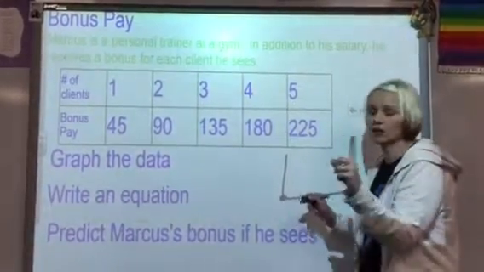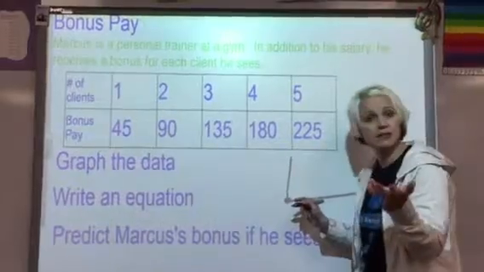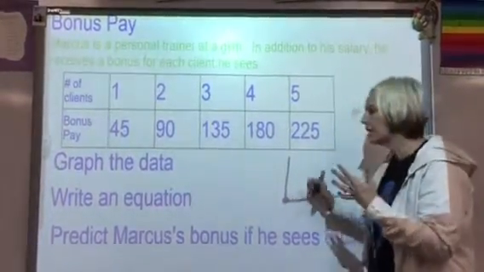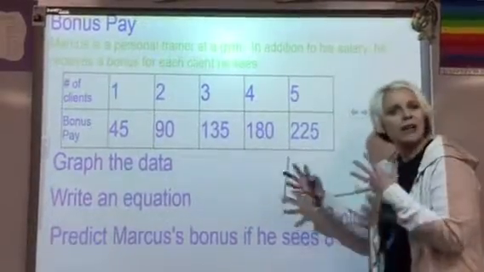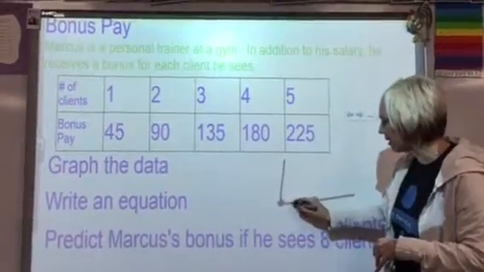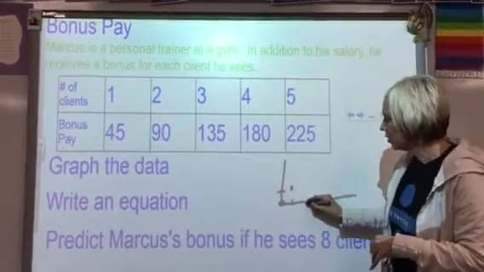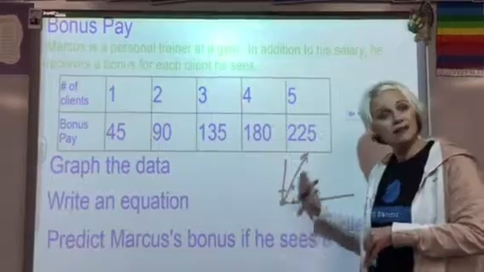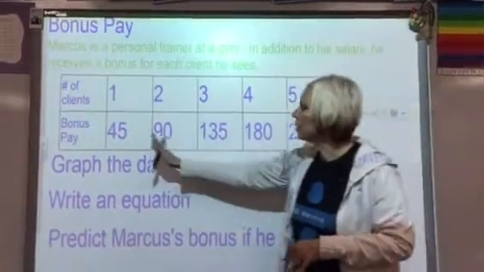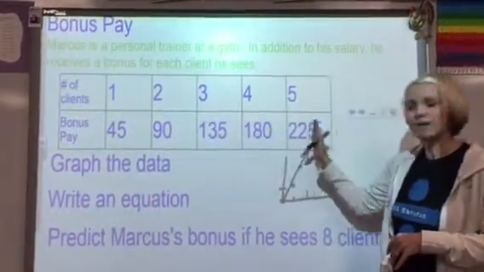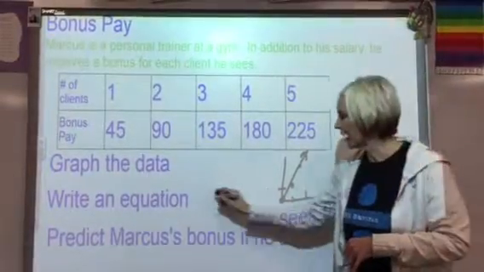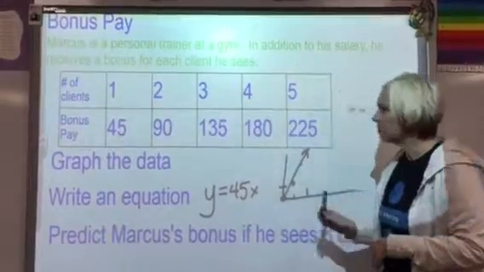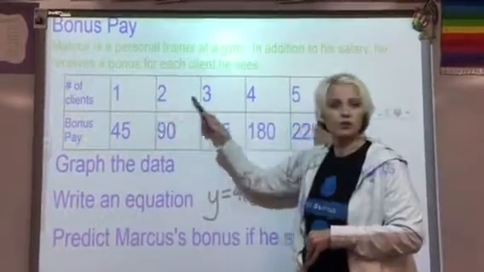So we definitely have one clue that it might be proportional because it does go through the origin. Now what we have to make sure it has is a slope, a constant addition, a constant subtraction, something like that. So if he has 1 client he sees, that's 45, 2 clients, that's 90, and as you graph it, you're going to see you have a ray that does go up. And if you look, this is always a difference of 45. So what is the equation we can write? y equals 45x, because this is rising 45 while it's running 1.